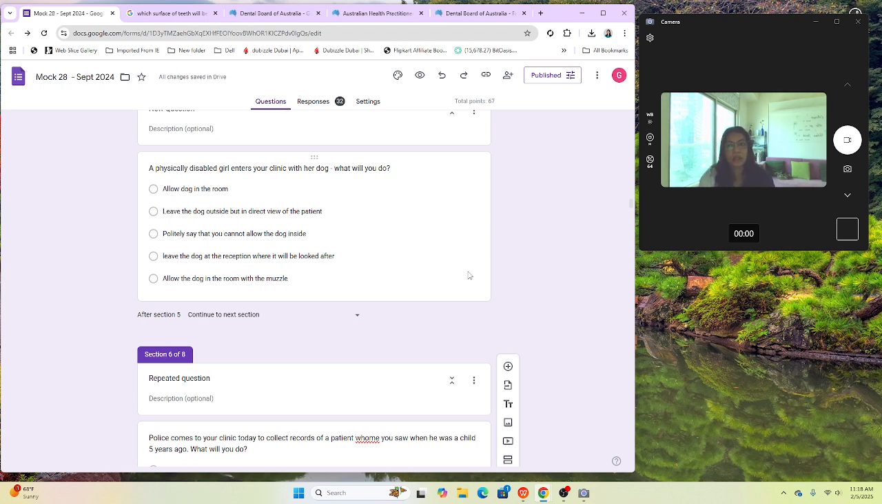So a therapy dog and an assistant dog are always allowed inside the operatory room and you cannot say no to it, and there is no muzzle attached to either of them. Understood? So the options of leave the dog outside but in direct view, politely say you cannot allow, and leave the dog at the reception where it will be looked after are wrong. Okay? So the only correct answer is allow the dog in the room. That's a straightforward correct answer.